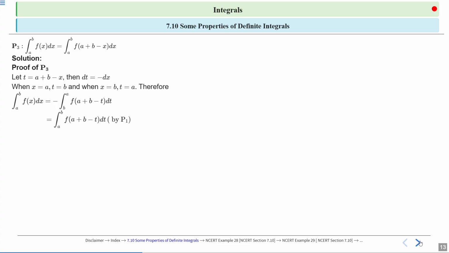So by using property 1, P1, what is property P1? P1 says that by taking the negative sign we can reverse the limits. So when we take the negative sign, negative negative becomes plus, and we just reverse the limits. Now b becomes the upper limit and a becomes the lower limit. So we get the definite integral from a to b of f(a plus b minus t) dt by using property P1.